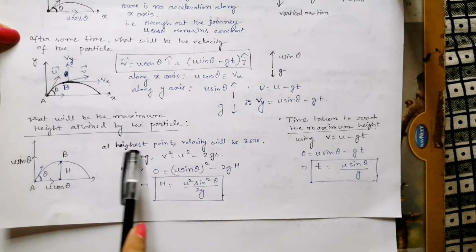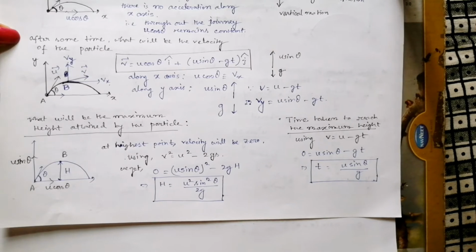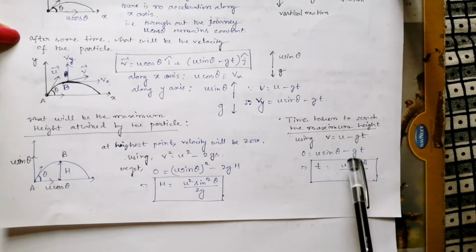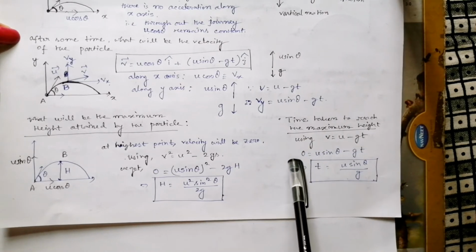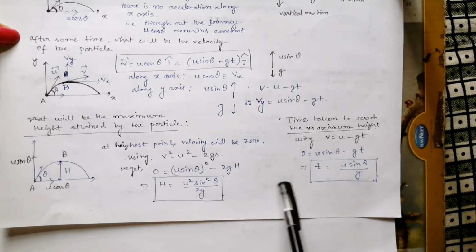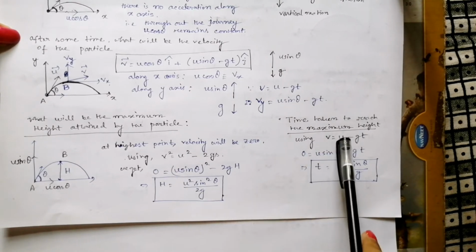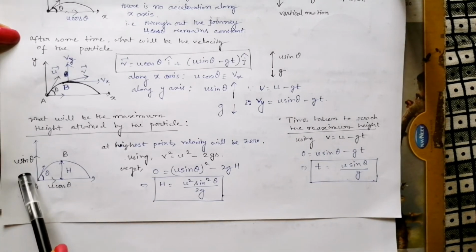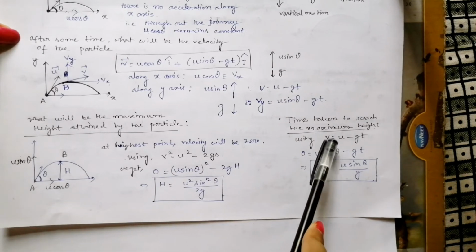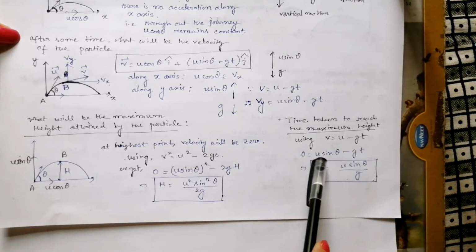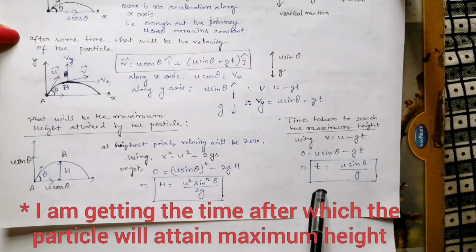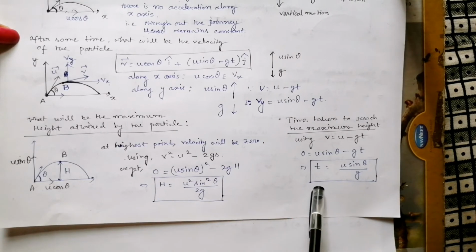Again, I am using this fact that at the highest point, for a little time, the particle will have velocity 0. So using this formula, v is equal to u minus gt, I get v is 0 because the particle will stand there for a very little time. And what was u? U was u sine theta, that is the initial velocity along the vertical direction. So in place of v I am putting 0, in place of u I am putting u sine theta, and I get t equal to u sine theta by g. So I am getting the time after which the particle will attain the maximum height.